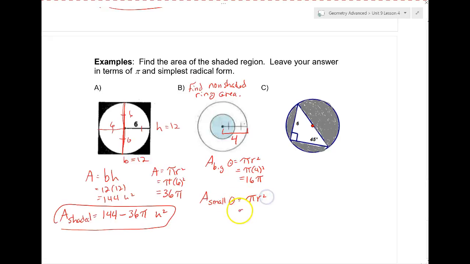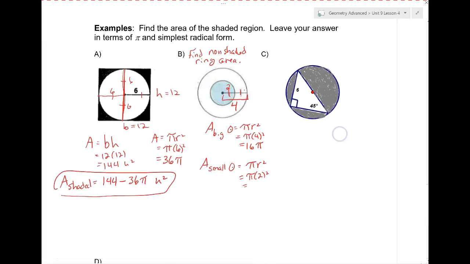Then I'm going to get the area of the small circle. Pi times radius squared. Now what's going to be the radius of the small one? Well, if you notice, these are marked congruent, so that means it would have to be 2. So pi times 2 squared, that's going to give us 4 pi. So what's the area of the non-shaded ring? Well, that's going to be 16 pi minus 4 pi, which gives us 12 pi square units.